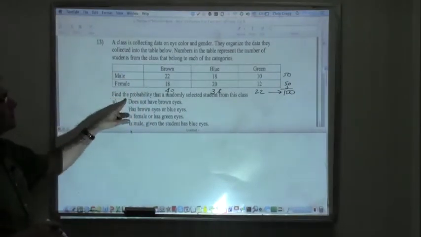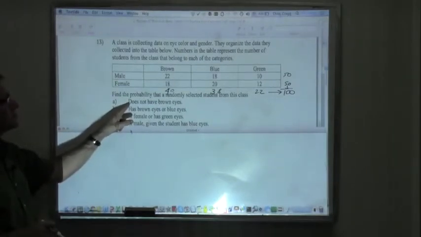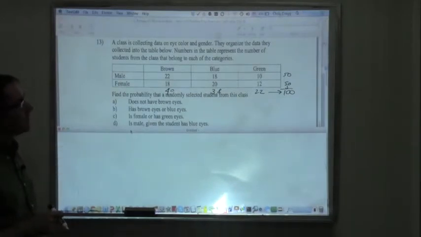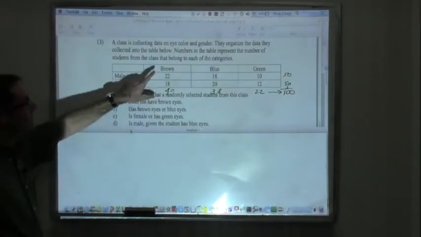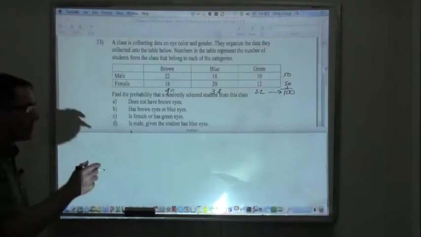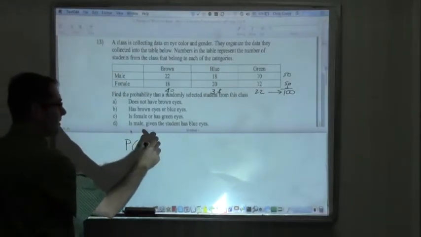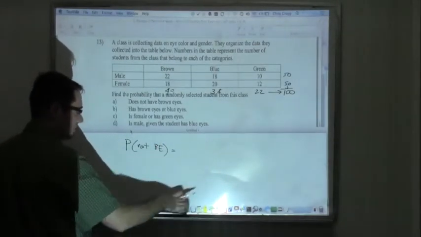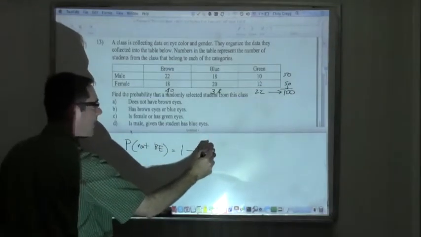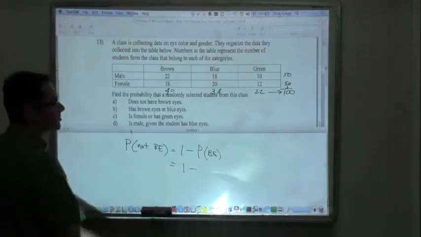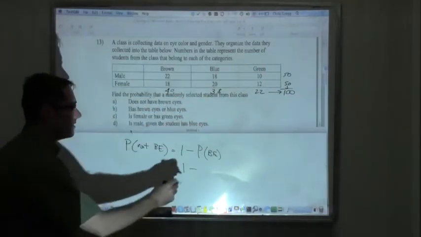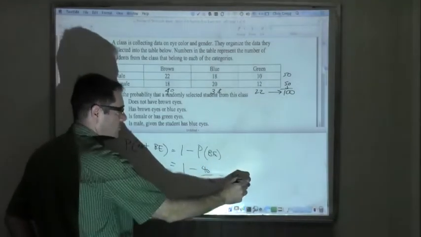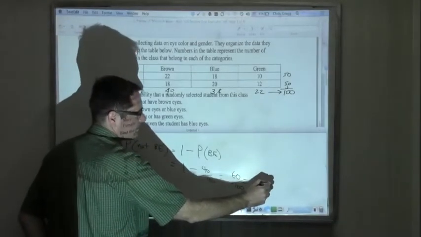Okay. Find the probability that a randomly selected student does not have brown eyes. Okay. Well, you can do this a couple different ways. You can say, all right, having brown eyes is 40 out of 100. Does not have brown eyes. Remember, the probability of not having brown eyes is the same as 1 minus the probability of having brown eyes. So it's going to be 1 minus, what's the probability of having brown eyes? 40 out of 100. Or that's just 60 out of 100. Or 6 tenths. Or 3 fifths.